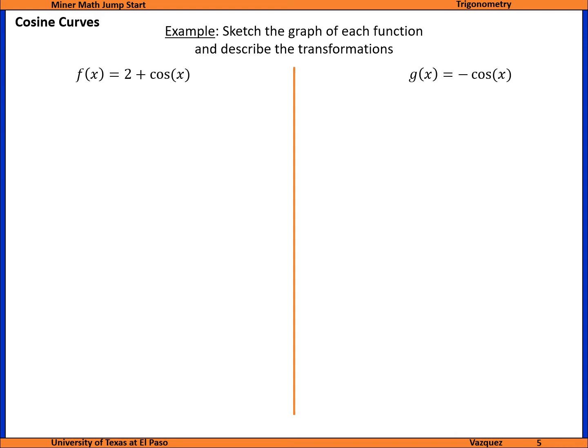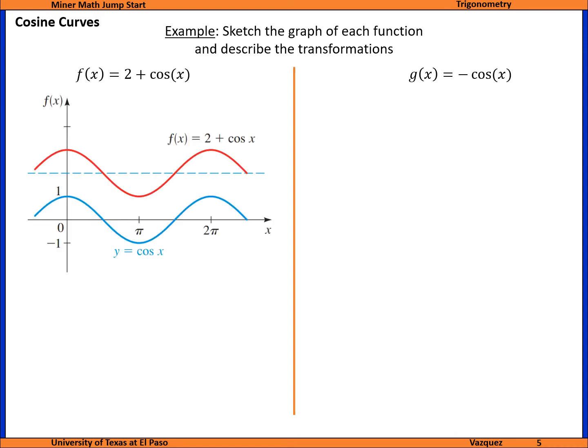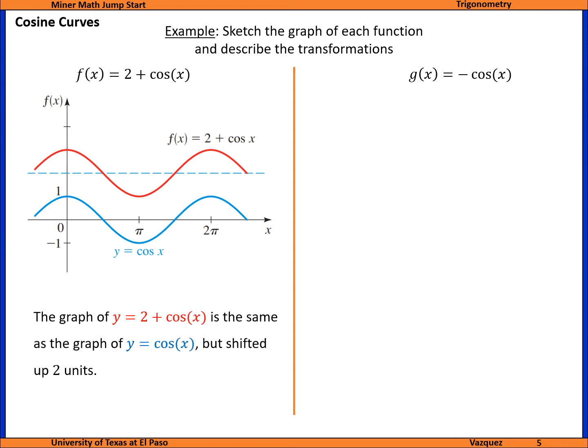I'll give you the visual. The original equation, cosine x, is the one in blue. This new modified one is in red, 2 plus cosine x. Notice, all it did was shift the blue graph up 2 units to become the red graph. And that's what this number 2 here did. The plus 2 shifted our graph 2 units up.